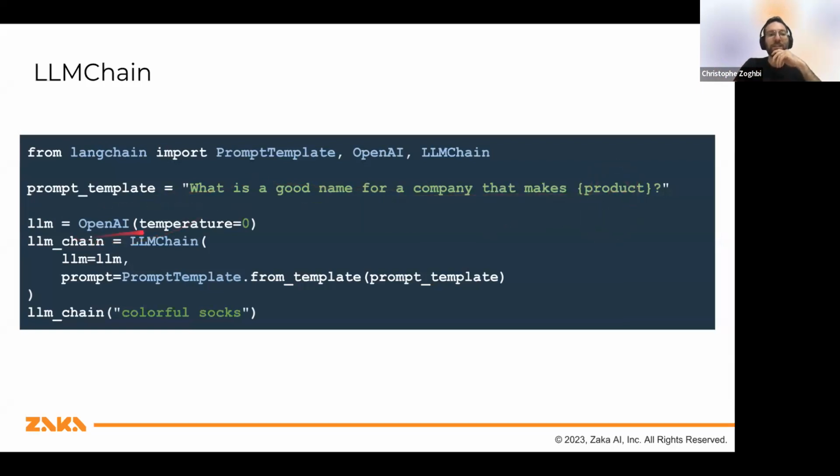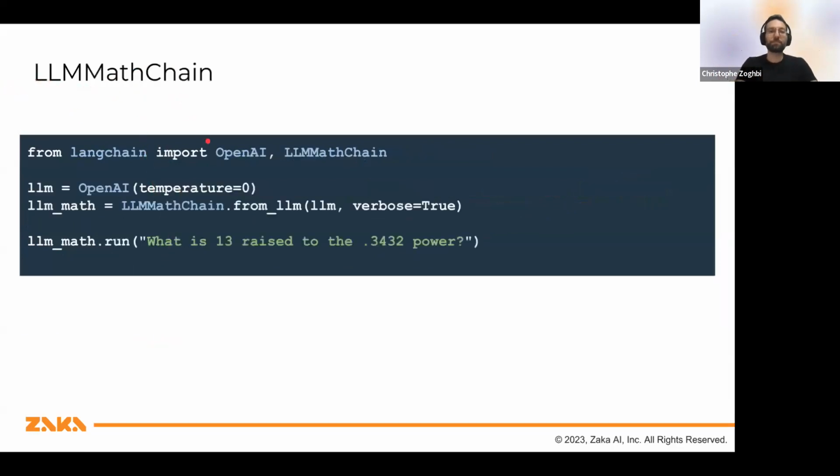I then create an LLM based on OpenAI, and I create an LLM chain. I specify the actual model, and I specify the prompt, which is part of the prompt template. So I create PromptTemplate.from_template, with whatever this template is. Then I just call the chain and pass in colorful socks. It's going to take this variable, fill in the product, and answer me, what is a good name for a company that makes colorful socks. So I can create multiple examples without having to repeat all the work. That's one example of the LLM chain.